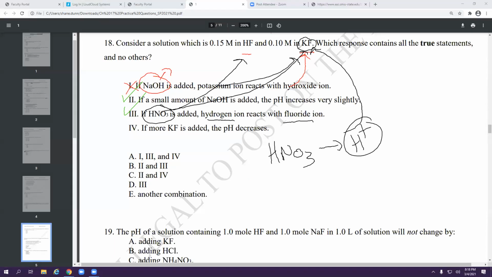Okay. If KF is added, pH will decrease. HF plus an unknown thing is in equilibrium with KF. If KF goes up, it's going to make more HF in theory, correct? Correct? So, before we put E as the answer, let's just double check.